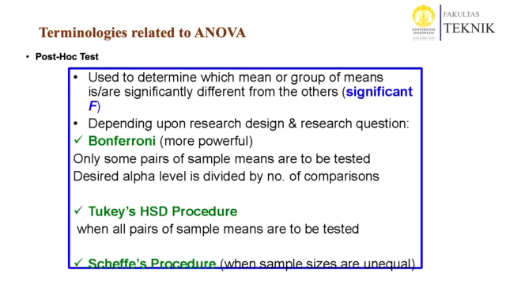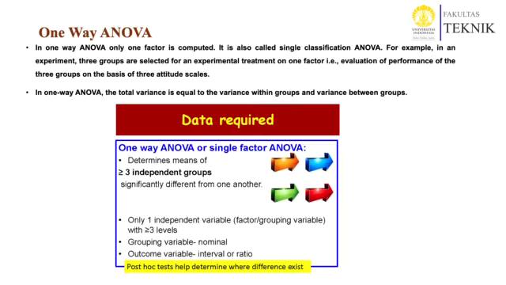A terminology that might be useful for this ANOVA is the post hoc test. It is used to determine which mean or group of means is or are significantly different from the others, but we cannot tell which one is different. We just can say that this group is different, and depending upon the research design or question, we have several values here.